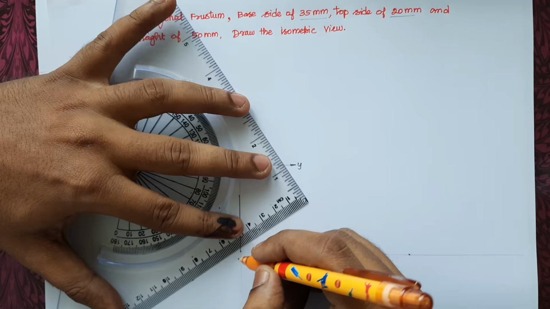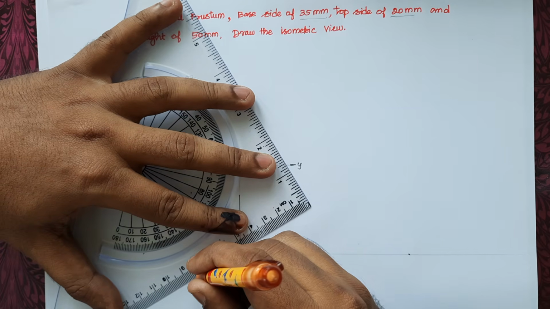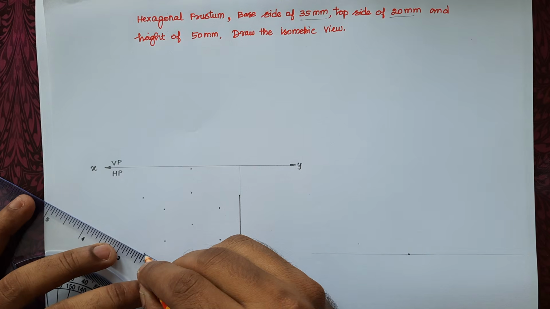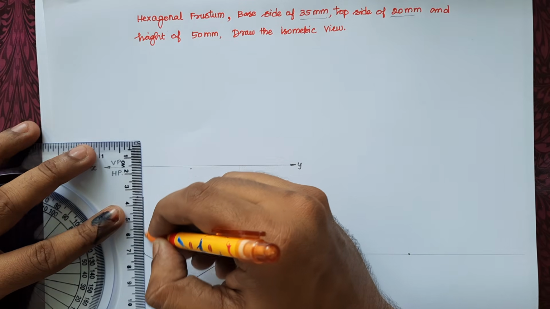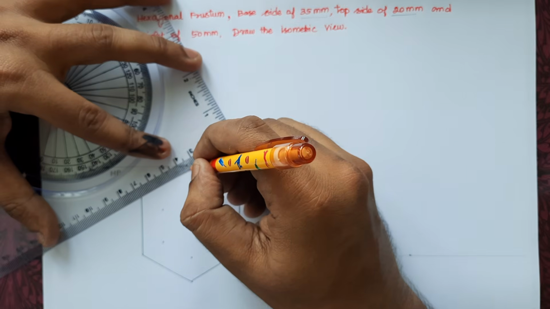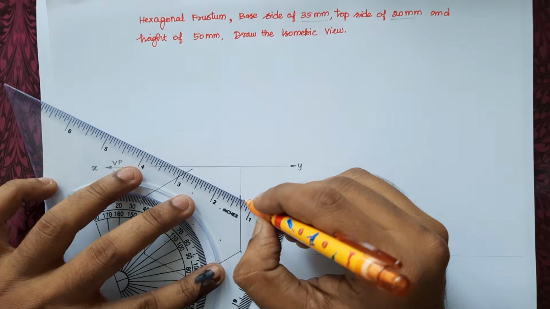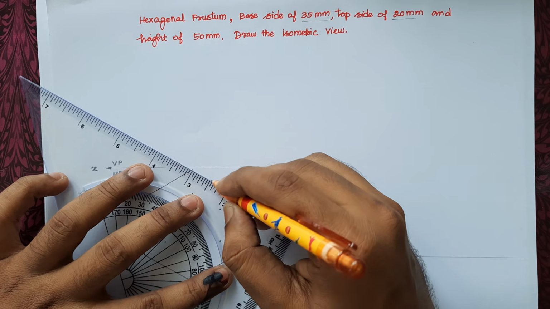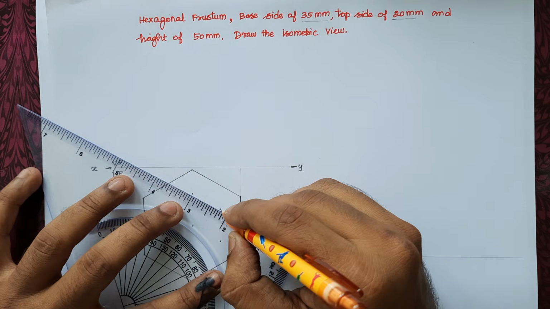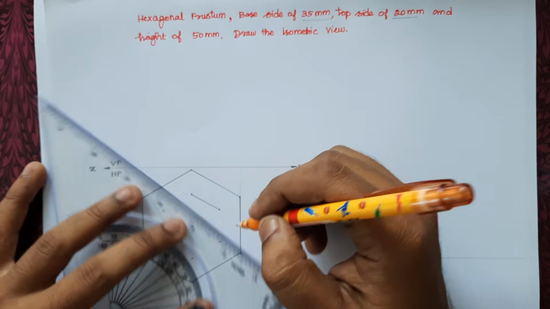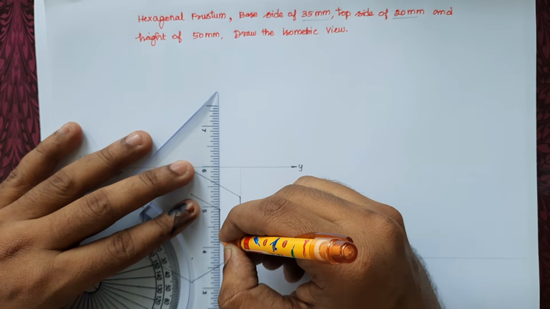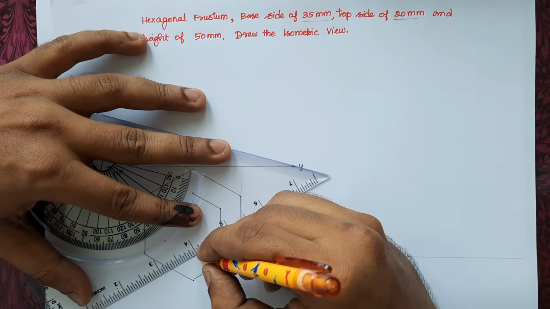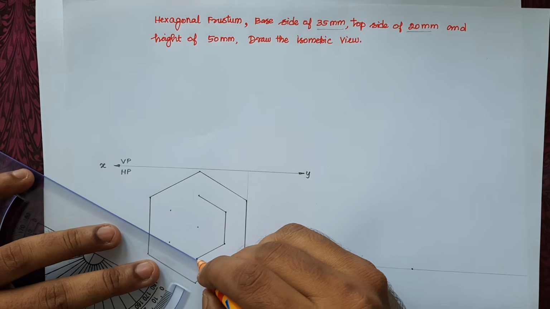So here the points are. I need to connect all the 6 points of the 35 mm hexagon and also all the 6 points of the 20 mm hexagon. I am connecting it. Why we are drawing this is that we should draw the top view and front view to get the dimensions which we are going to transfer into isometric view. So the 35 mm hexagon and then the 20 mm hexagon should be on the same center while drawing. So now I am connecting all those points.